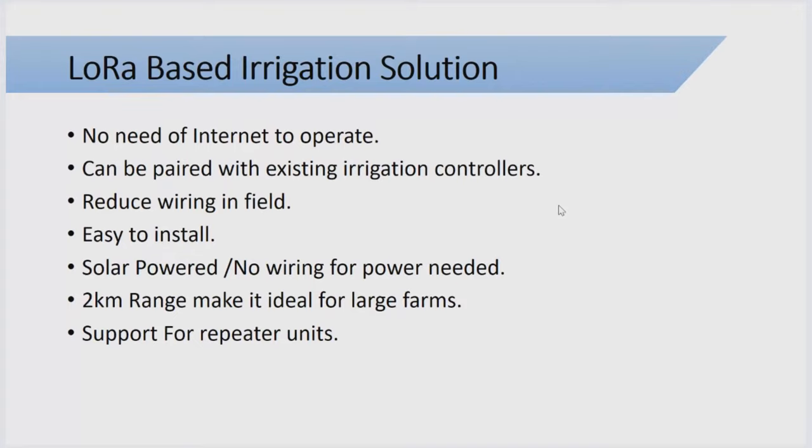So basically this system takes that input and controls the valve remotely. It is very easy to install, no wiring is required, and it is a solar-powered device. So no power wire or signal wire is required, and it has a range of up to 2 kilometers, which is ideal for large farms. If we want more range, we can use repeaters to extend it. If the range we are getting is 1.5 kilometers, we can place a repeater there and the range is extended by another 1.5 kilometers. So the effective range will be 3 kilometers.